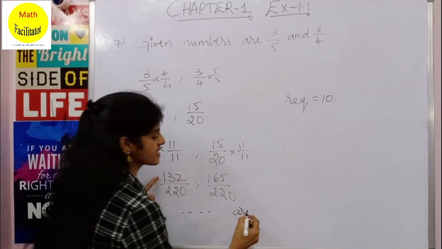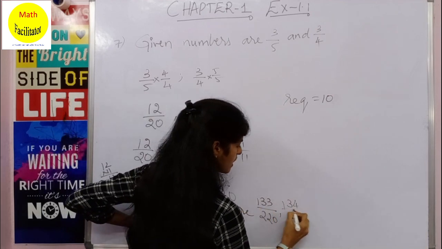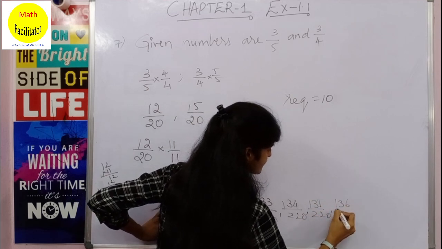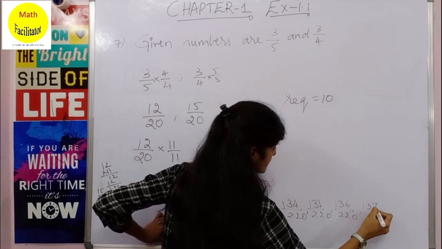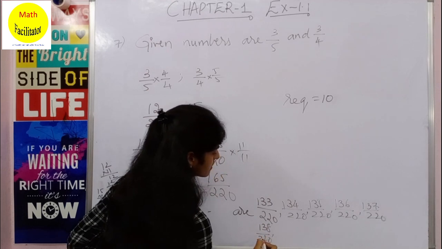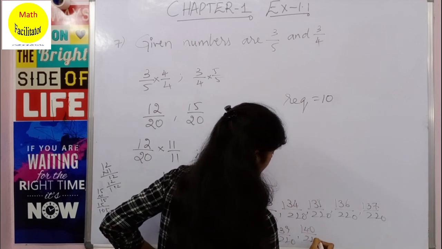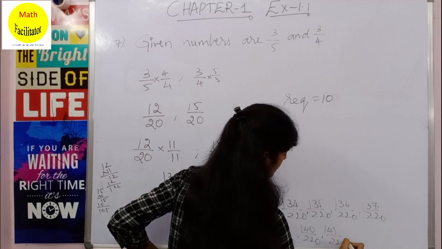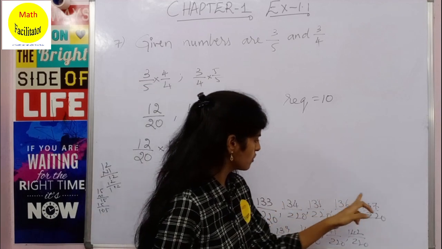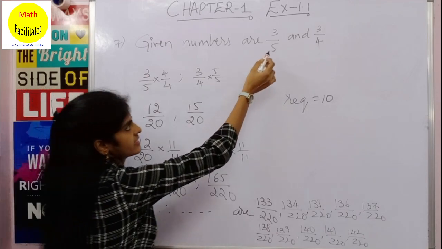After 132 it is 133 upon, what is the denominator? 220. 134 upon 220. 135 upon 220. 136 upon 220. 137 upon 220. 138 upon 220. 139 upon 220. 140 upon 220. 141 upon 220. 142 upon 220. I guess we have completed 10: 1, 2, 3, 4, 5, 6, 7, 8, 9, 10. So these are the 10 rational numbers between 3 upon 5 and 3 upon 4.